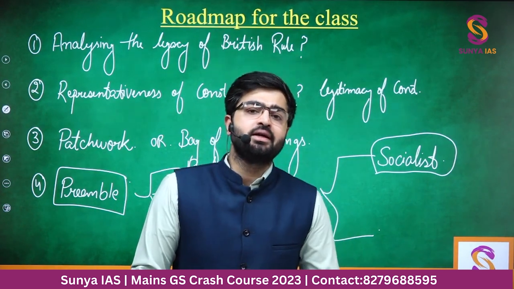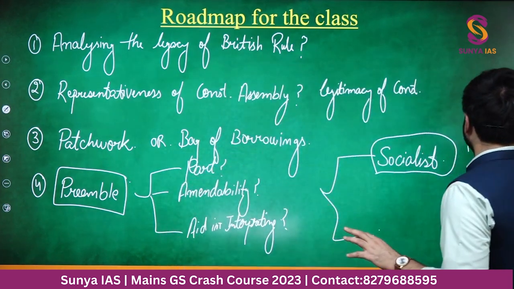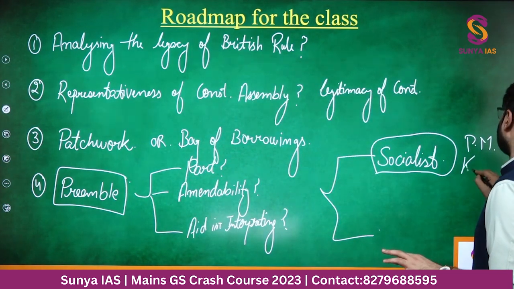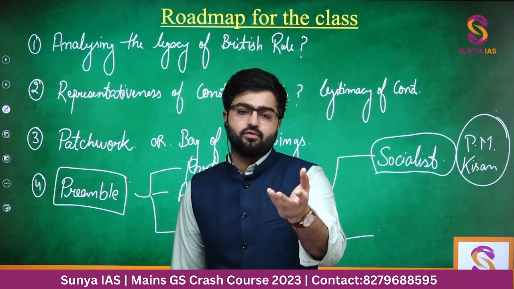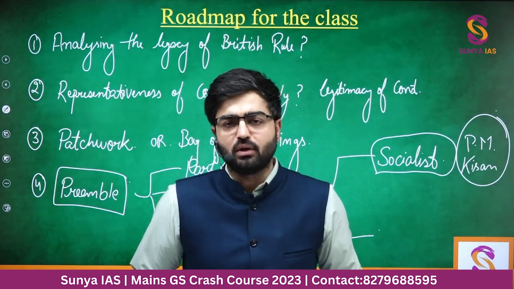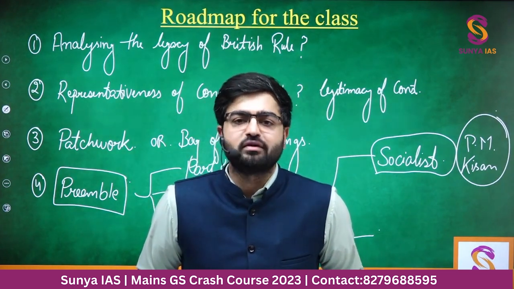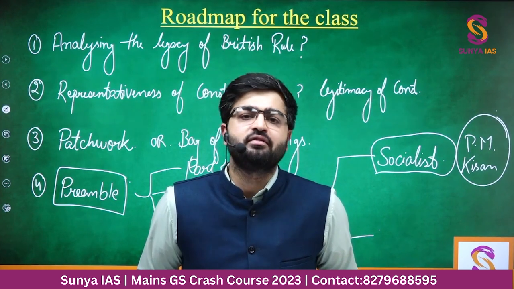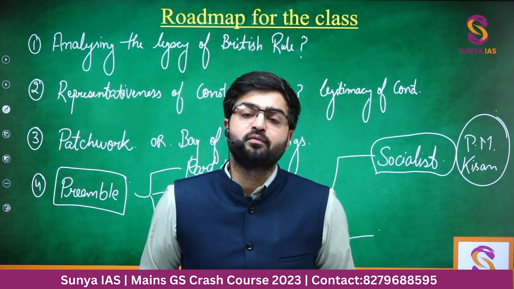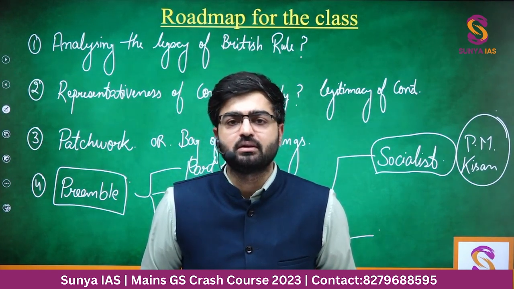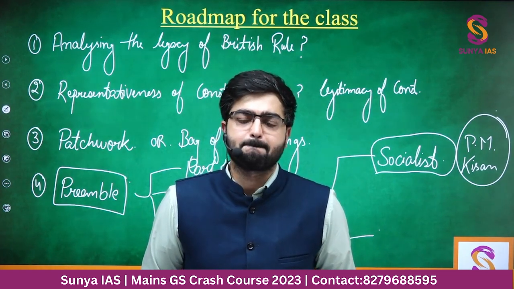But in 2020 or 2021, we have the introduction of the scheme called PM Kisan. For those who are not aware, if you are clearing the prelims, you will be well aware of the scheme. The government is giving around 2000 rupees every 4 months to the farmers. Now the question is, where is the government getting this money from? The government is obviously getting this money by taxing the richer section of India.